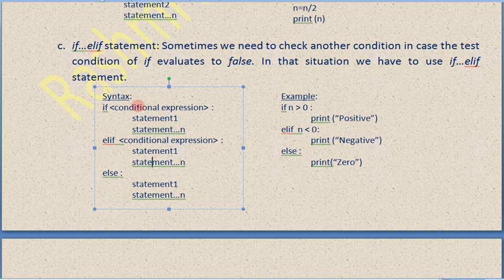For example, if the first block of statements is getting executed, fine. If the first is not getting executed and the second is satisfied, then the second block of statements is getting executed. Otherwise, if the first is not true and the second is also not true, then it goes and executes the third statement, that is the else, which is written.